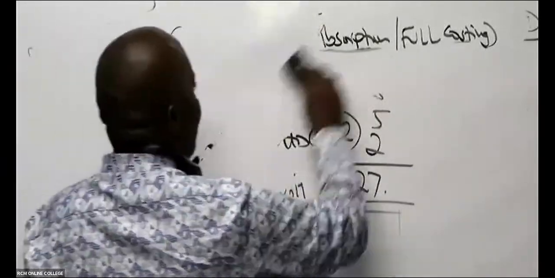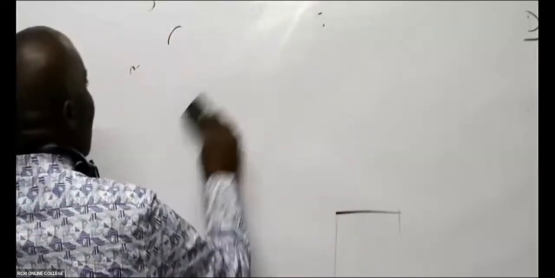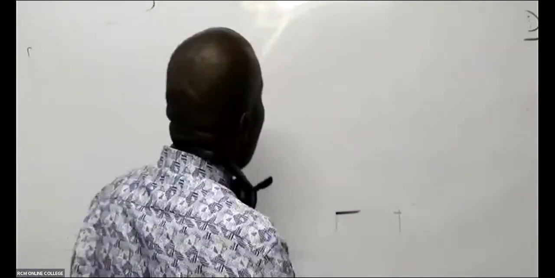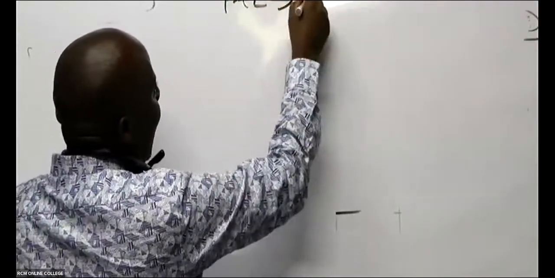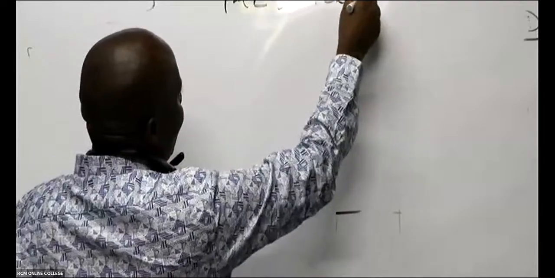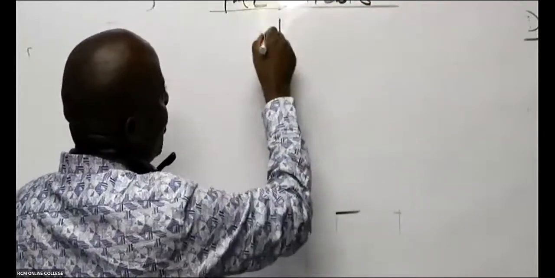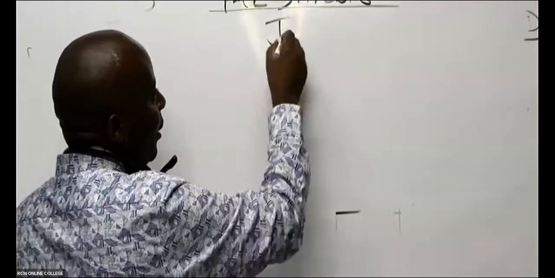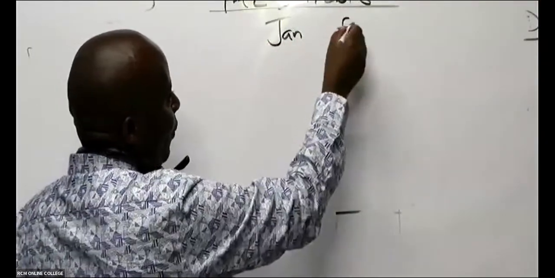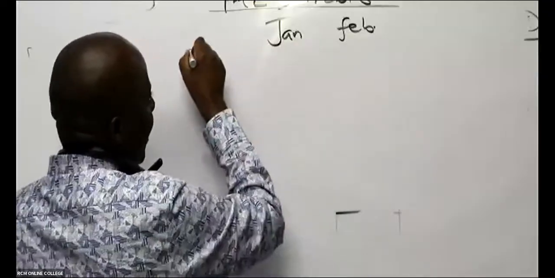Profit and loss statements using marginal costing. So we have here P and L, marginal costing. So we have January. We have what here, somebody? February, like that.